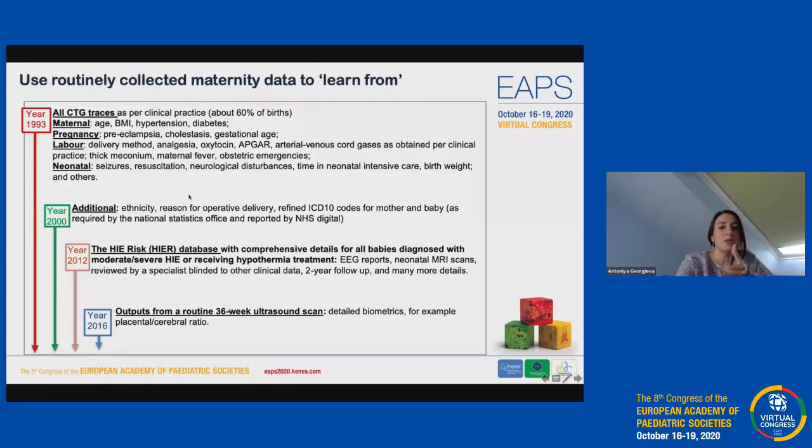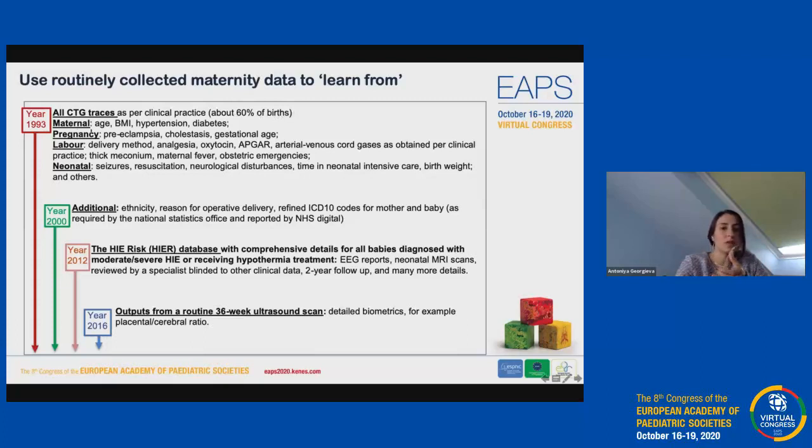So here's a bit more information about our data, for those of you who are interested, how it looks. Massive archive of digital data routinely collected since 1993. So we've got all of the CTG traces done in our hospital. It's a big tertiary hospital with about 7,000 births a year. So about 60% of them are monitored. In the UK, we don't monitor low-risk pregnancies.